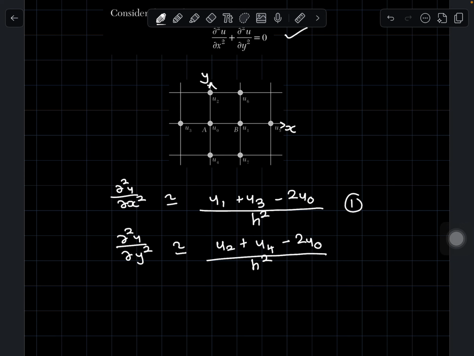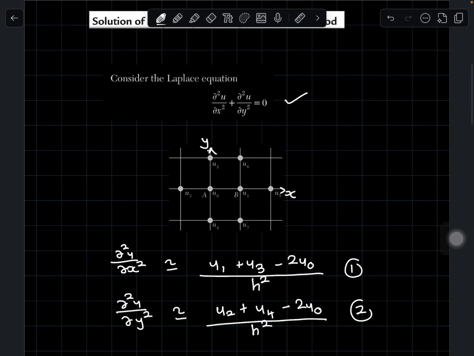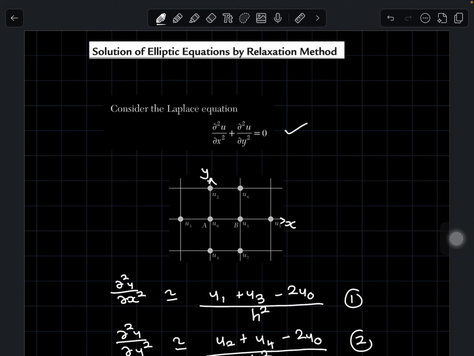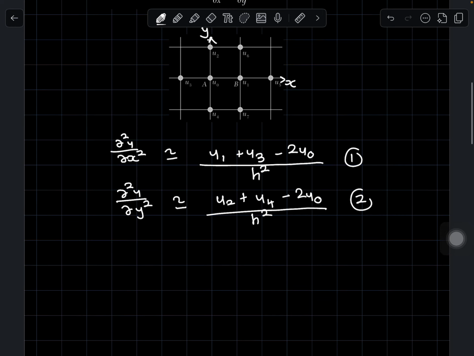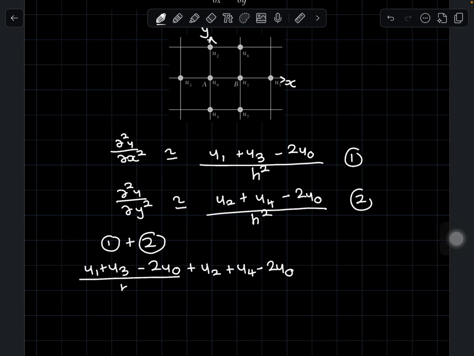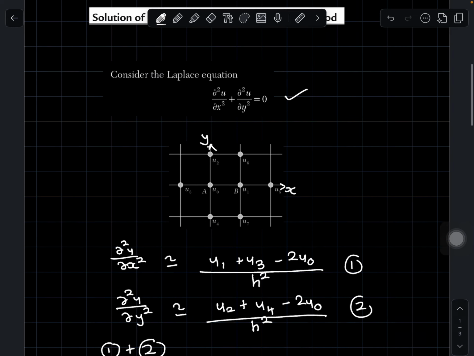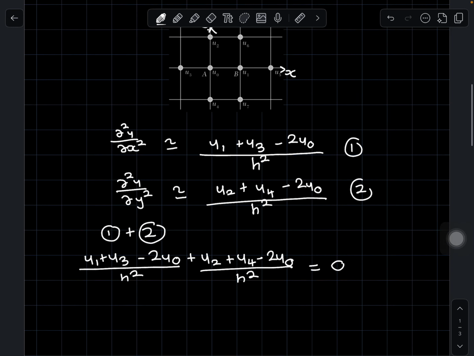So let me call the first one 1 and the second one 2. From our equation here, these two partial derivatives are adding each other. So that's what I'm going to do here: 1 plus 2. What is 1 plus 2? It's u1 plus u3 minus 2 u naught plus u2 plus u4 minus 2 u naught, let's not forget our h squared there and our h squared there. These two are equal to 0, as indicated on top there.